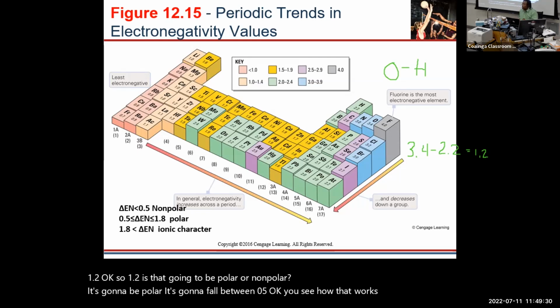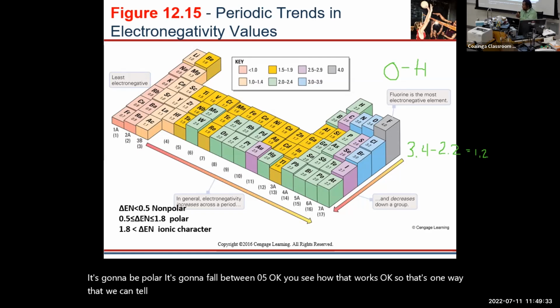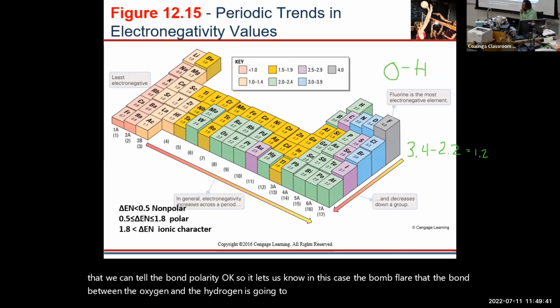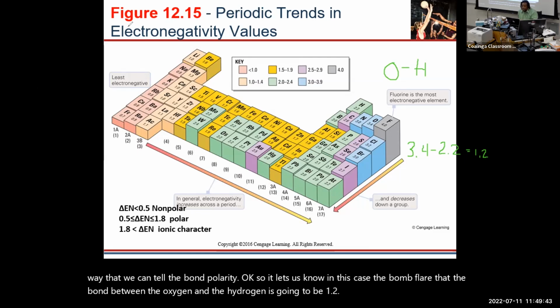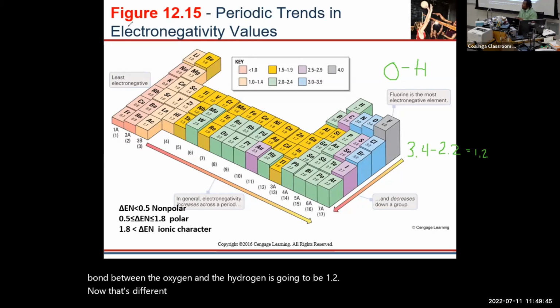So that's one way that we can tell the bond polarity. It lets us know, in this case, that the bond polarity between the oxygen and the hydrogen is going to be 1.2. Now that's different when we start talking about the molecule as a whole, the molecular polarity. I'll talk to you guys about that in a minute.